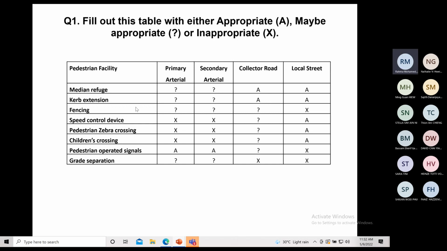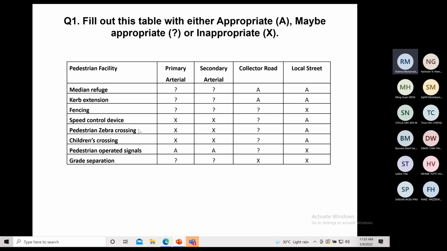Then for fencing, this one can be appropriate for arterial roads because it has a lot of traffic, but it's inappropriate for local road. You don't need such kind of safety for just a local road because it has low traffic volume. Then for speed control devices, for example, you limit the speed to maybe just 40 kilometers per hour. So this can only be appropriate for local street, but it's very inappropriate for arterial road because vehicles moving on such a high capacity road usually move with a very high speed.